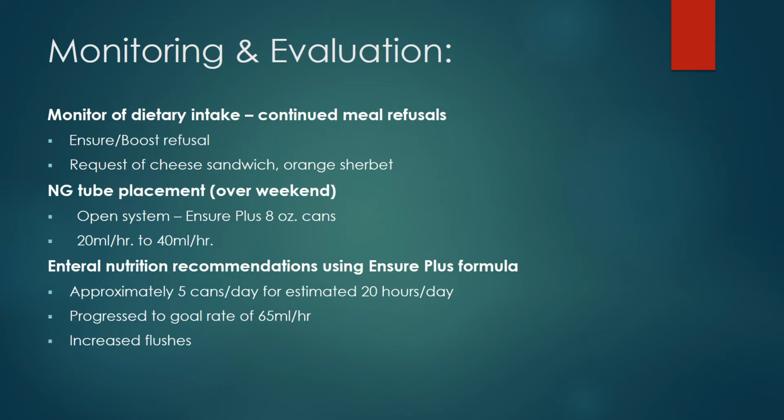Monitoring really encompassed close monitoring of her dietary intake and her continued meal refusals. Although she was at 57% at that point in her stay, she did get down to 22% at the worst of her stay before she was put on the enteral nutrition formula. Ensure or Boost were offered to her, but she refused them. When asked if anything at all sounded good or if she would be willing to try anything new, she requested a cheese sandwich and some orange sherbet, which from nursing records were not consumed that day.